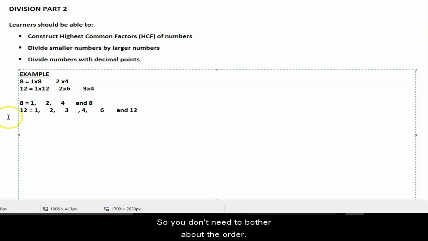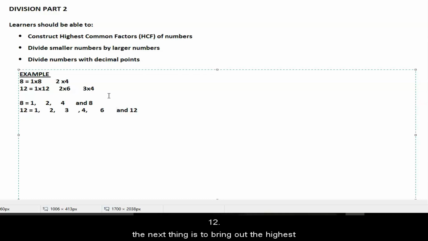So you don't need to bother about this. I'm just trying to arrange it in ascending order. The factors of 8, we have a 1 here. This is 1. 8. Look at 8 here. 2. 4. Factors of 12. 1. 12. We have a 12 here. 2. We have a 2 here. 6. We have a 6 here. And so on and so forth. So these are the factors of 8 and 12.